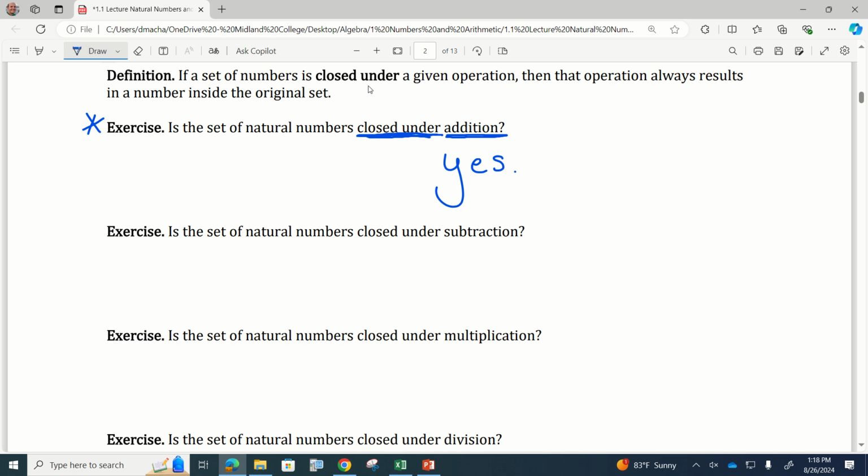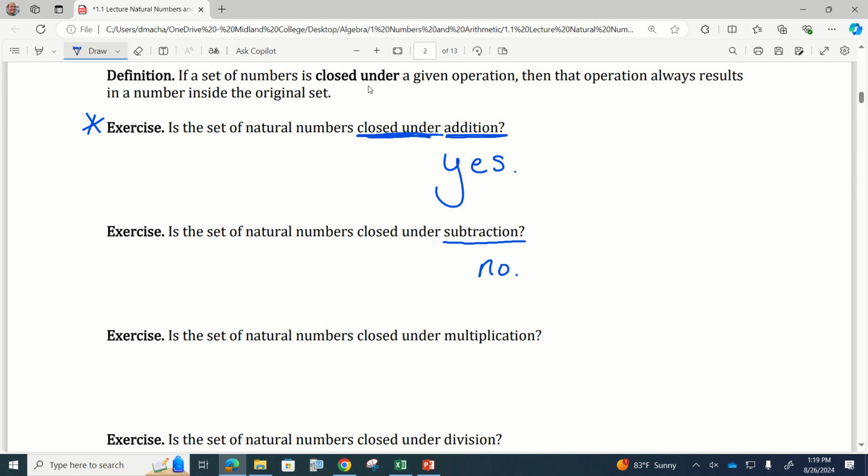Is the set of natural numbers closed under subtraction? You said yes? Anybody else? No. We got our bases covered. It is actually no. The reason is some work, like 5 minus 3 works. It gives you a natural number. But 3 minus 5 gives you -2, and -2 doesn't belong to my set of natural numbers. So it doesn't always work. It means we're not closed under subtraction.